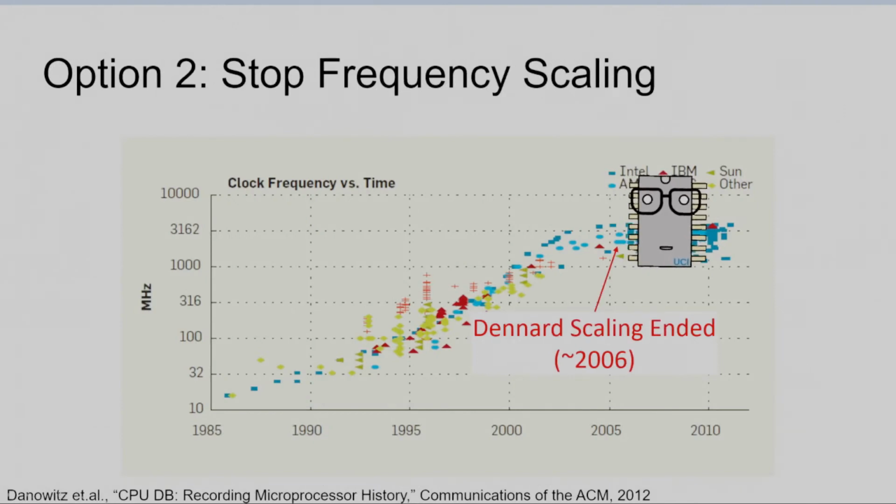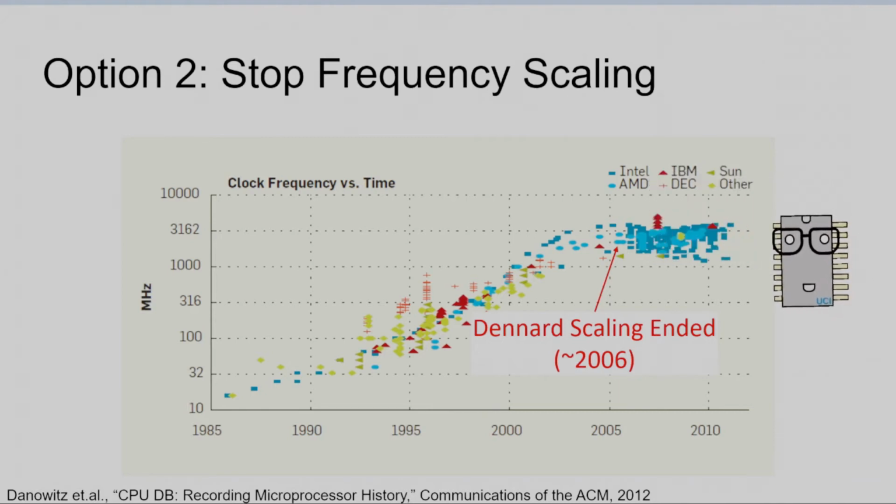So what's the second option? The second option is to stop frequency scaling, because there's really no other choice. And if you look at the clock frequencies of desktop and server grade processors that were released and sold over time, x-axis is time, scaling from 1985 to 2010s, you can pretty much see when exactly Dennard scaling stopped and processor frequency scaling became not feasible. It was almost pinpointed around the year 2006.